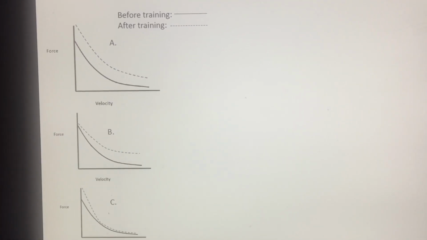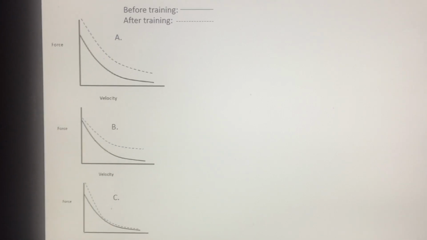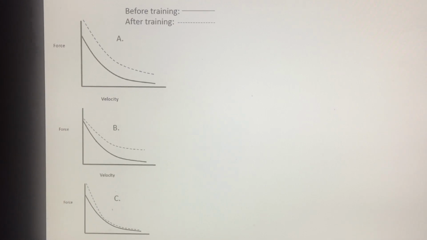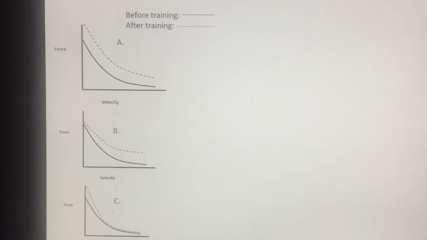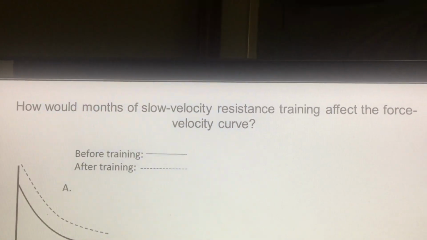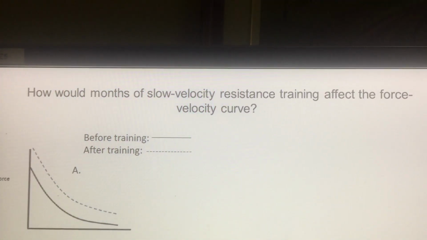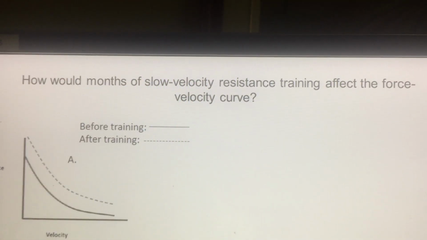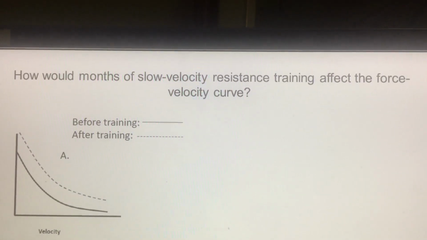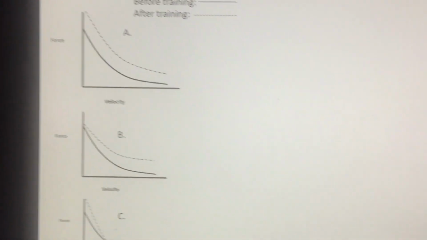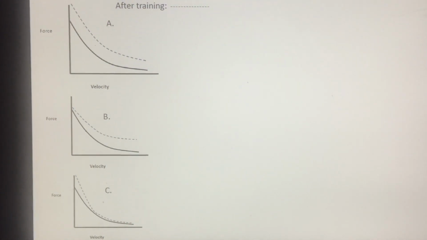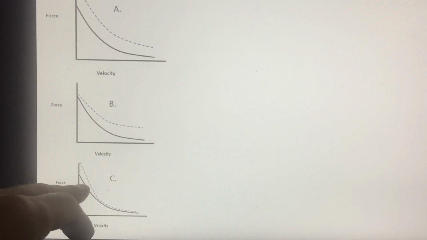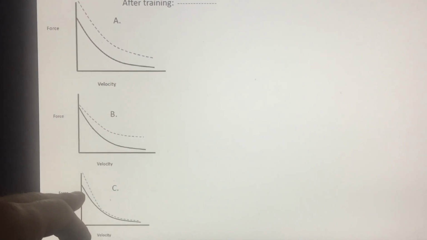So to get at the answer to this question, you've got to think that your adaptations with training or your changes with training are specific to the type of training you do. So because this is done with typical slow velocities, your force output or your strength is going to increase at those slow velocities, but not as much at the fast velocities. So the correct answer to this question would be C. So you can see that the dotted line is after training, the solid line is before training.